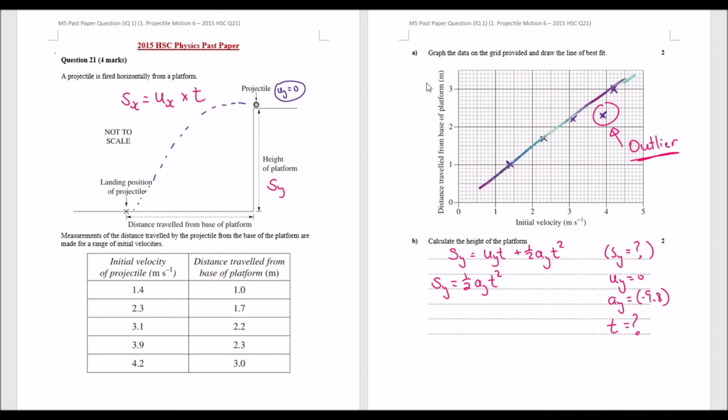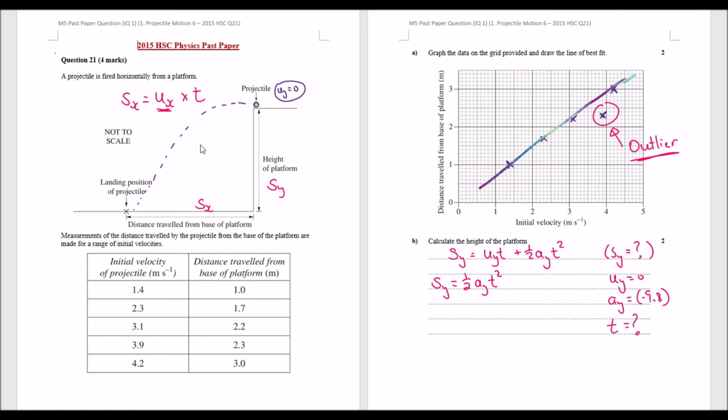Now let's have a look at what this is. Distance traveled from the base of the platform, so that is our S_x. Initial velocity u_x, that's what we have. So maybe we have to do something with the area, or maybe we need to use the gradient value to help us find the overall time. There might be some information here. The best way to work it out is let's try and match this equation that I've drawn here with the graph that I've created here.